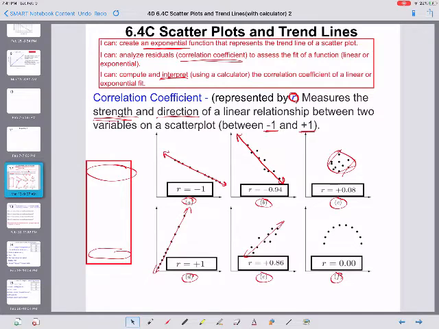0.86. And again, just one more review of this slide. Correlation coefficients happen between -1 and +1. The negative or the positive will tell you the direction, whether it's going up or going down.